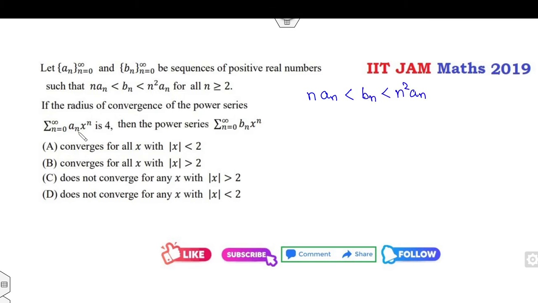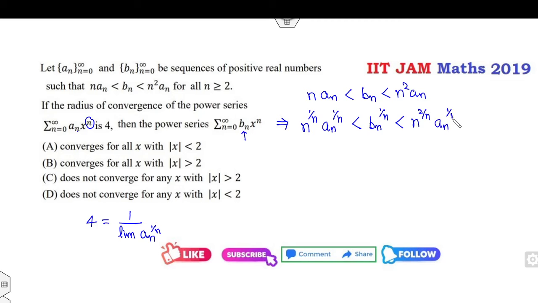If the radius of convergence of the power series an is 4, that means 1 over limit supremum |an|^(1/n) is given to be 4. Then your target is to find the radius of convergence of the power series bn. Very simple. I can take the 1/n power on both sides: |bn|^(1/n) is n^(2/n) times |an|^(1/n).